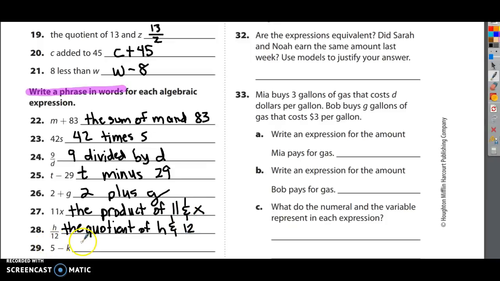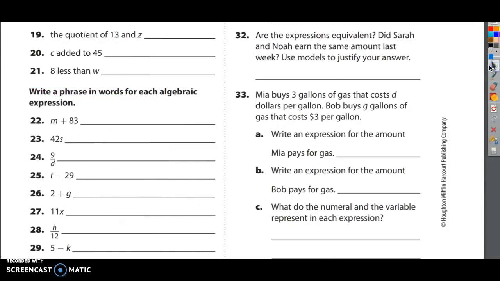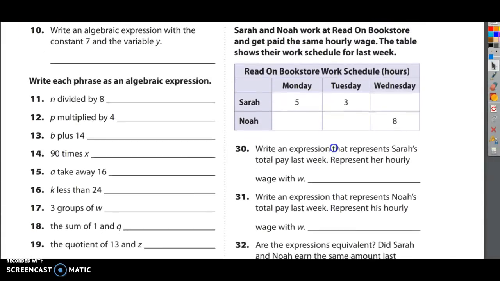5 minus k, we could say k less than 5. These are the ones that look a little bit backwards. K less than 5. Perfect. Okay, we are done with that half. Let's go ahead and I'm going to erase my answers and scroll the page up to the top, and then do the right side of the page.